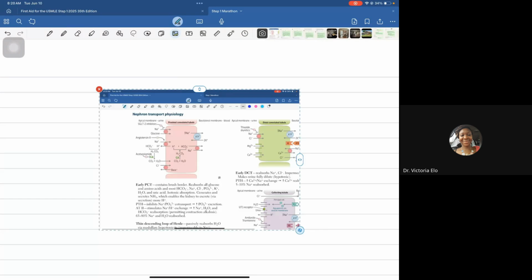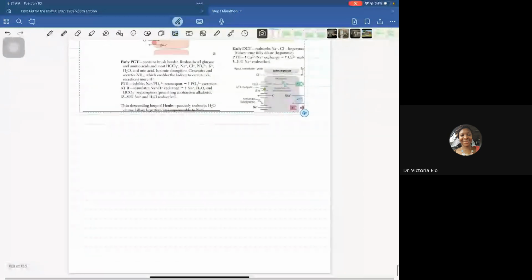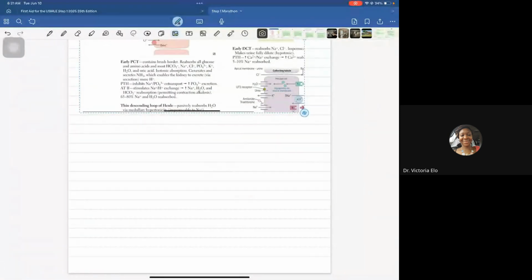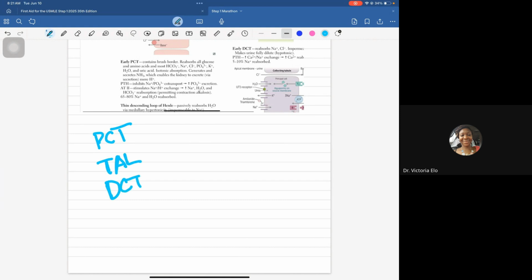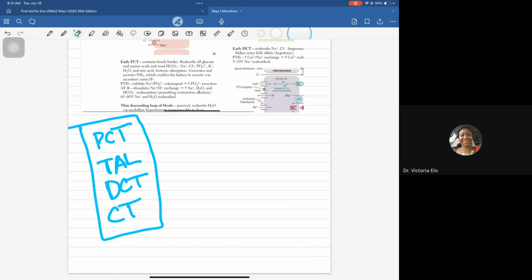We need to understand some parts of the nephron. What are the different parts of the nephron? First of all, we need to understand the proximal convoluted tubule. Then we have to look at the thick ascending loop of Henle, which is known as the TAL. Then the distal convoluted tubule, and the last part is the collecting tubule. If you understand all of these parts, the nephron is going to be very easy for you.